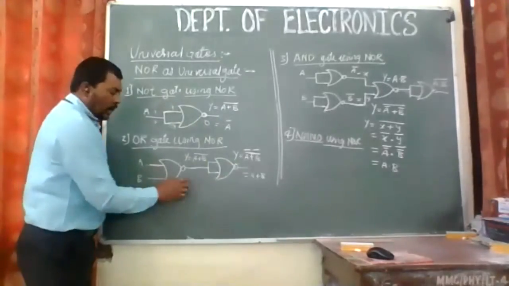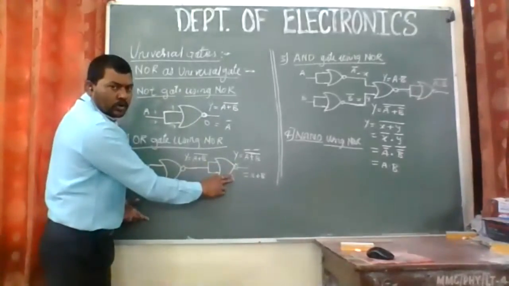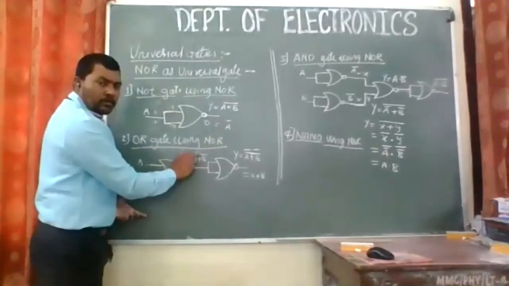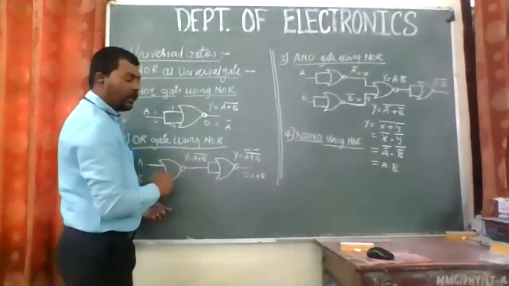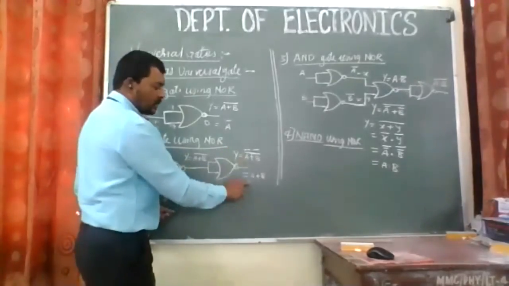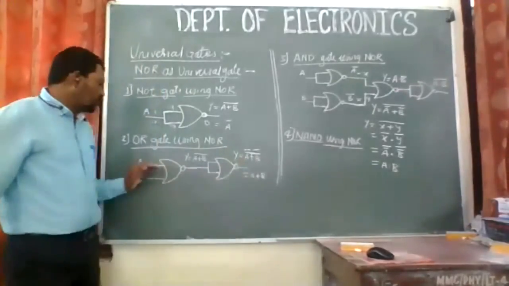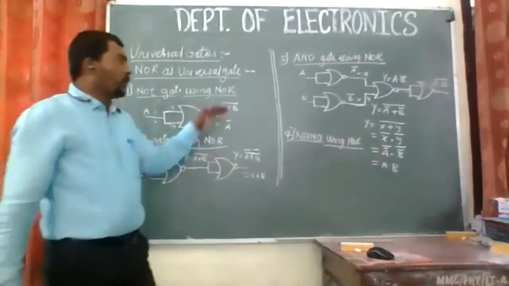So we have taken this. This is a NOR gate. I have again added one more NOT gate to it. Here, so A plus B complement. Here it will be A plus B double complement. And the complements get cancelled, and we get A plus B. So this is how you have made OR gate using NOR.